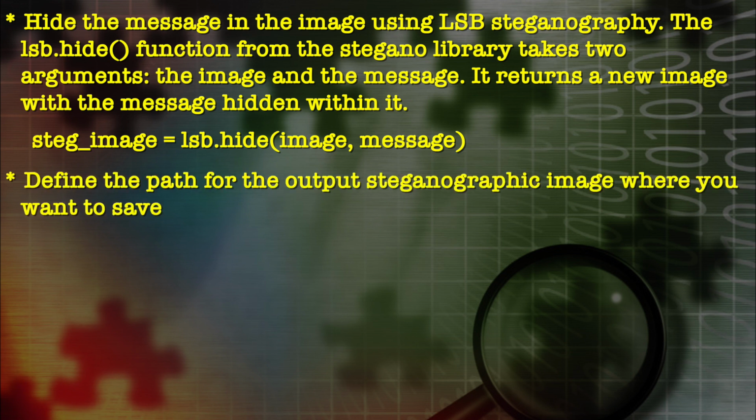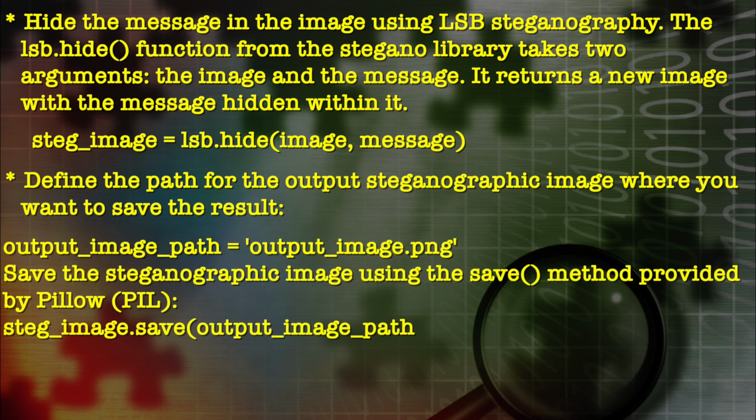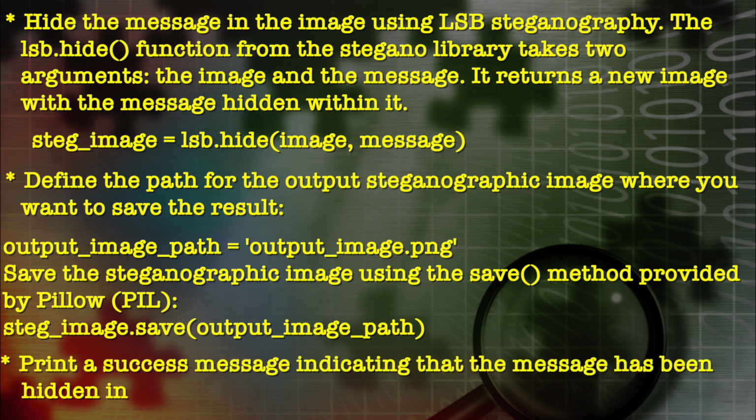Then we define the path of the output steganographic image where you want to save the result using the image.save method. It prints a message indicating success, that the message has been hidden in the output image.